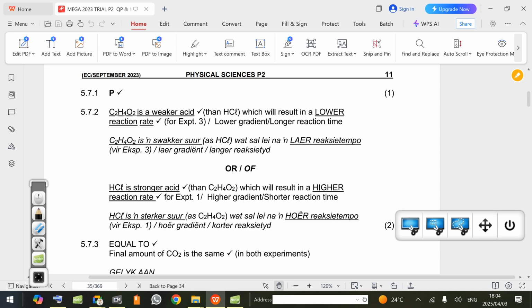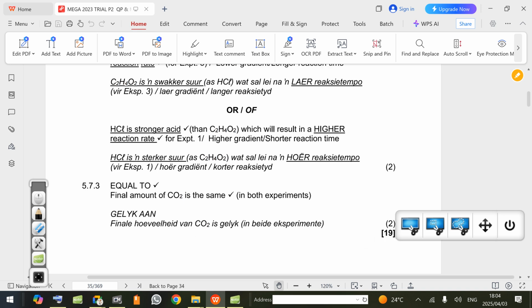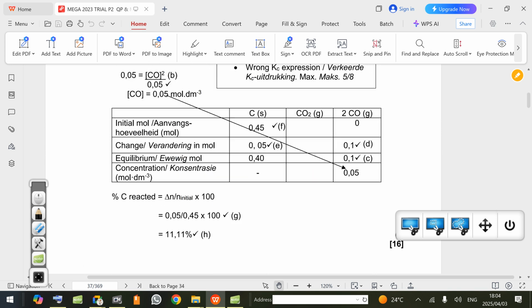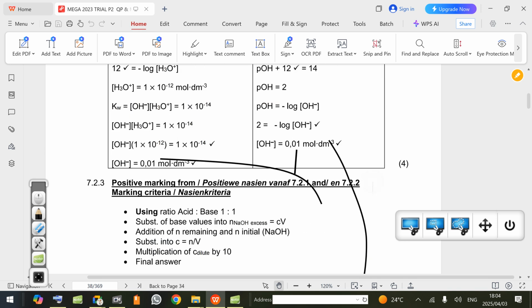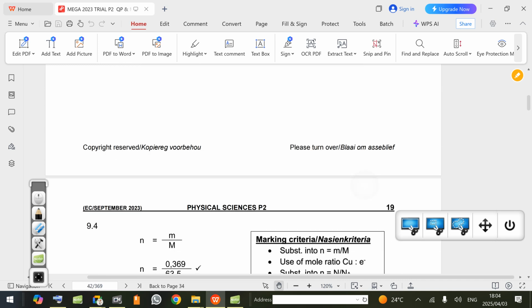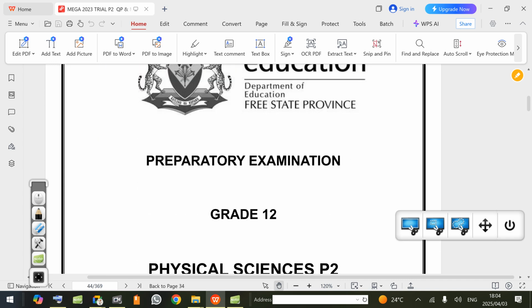It's a weaker acid, which will result in a lower reaction rate. Did we get that correct? Equal to. Why? Final amount of CO2 is the same. We're good. Okay, lovely. Let's go to the next province. So guys, when you're done with the topic, please do things like this: answer and check.